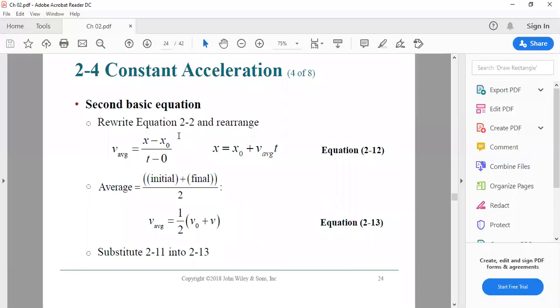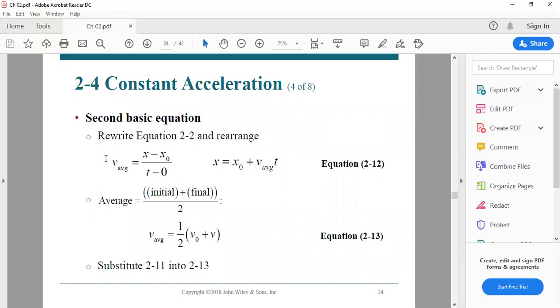For the second basic equation, we're going to take equation 2.2, and we're going to rearrange it. The average velocity is equal to x minus x naught divided by t minus 0, again having x naught appear whenever time starts. And again, if you rearrange this particular equation, this is what you come up with. Another way to look at this is that the average is going to be the initial plus the final divided by 2, so that the average velocity is going to be 1/2 of the initial plus the final.